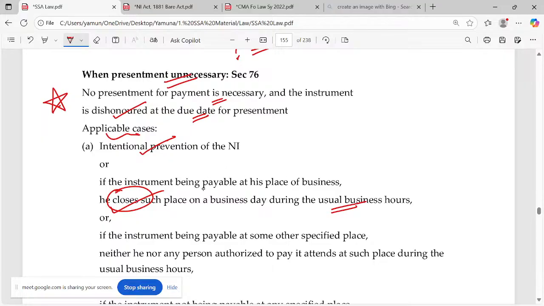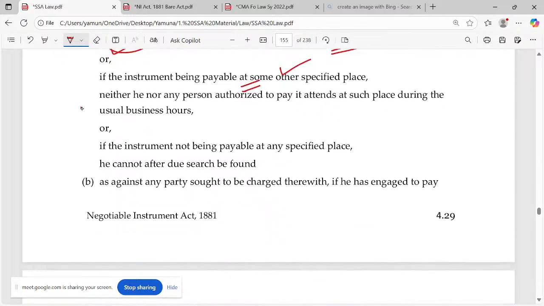ஓகே ஸோ அந்த மாதிரி கேசஸ்ல okay, and if the instrument is being payable at some other specified place na probably அந்த பிளேஸ்ல வந்து நான் இருக்கிற மாதிரி அவைலபிளா பார்க்கணும். I am not available here in Trichy, I may be available in some other place.